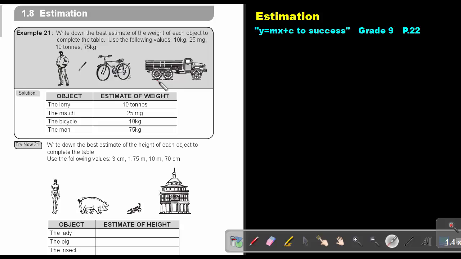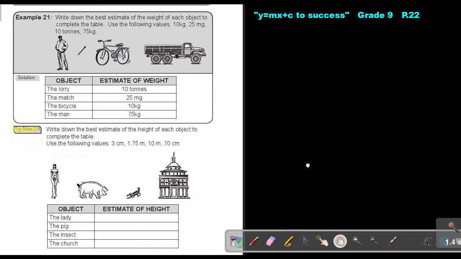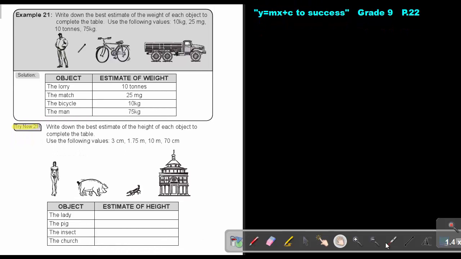Okay, I want you to do the following estimate. Try now example 21. I'm just going to move it up. Look at it, it's the following. It's a lady, it's a pig, and it's an ant, and this last one, an insect, and this is a building. Okay, and try to fill that in. So write down the best estimate of height. This is now not mass, but height of each object to complete the table.